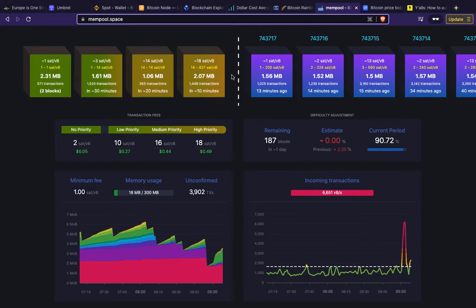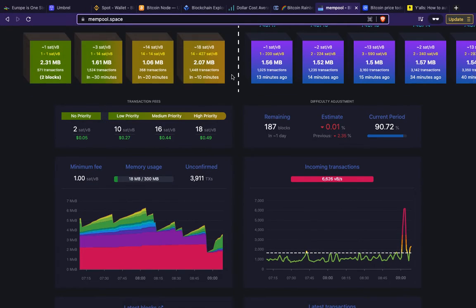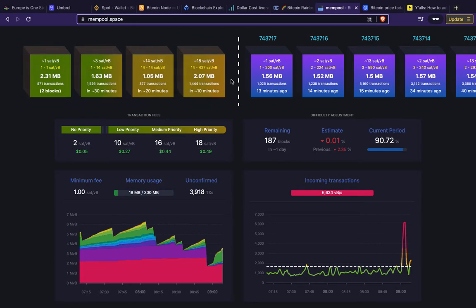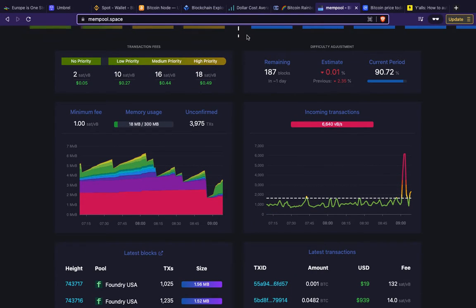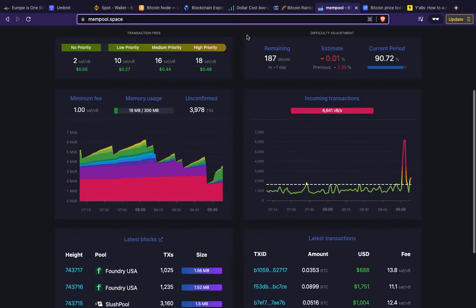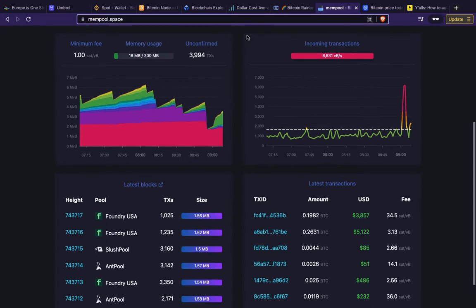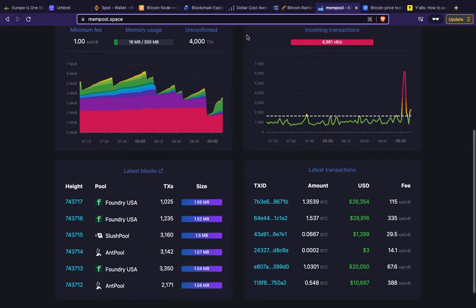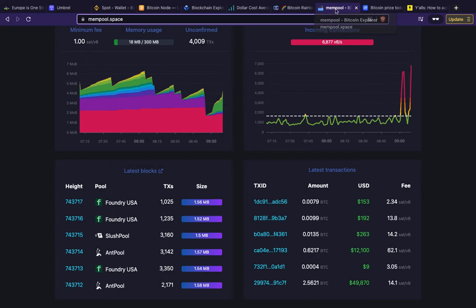This is the mempool of a year, and we see blocks keep coming. We are at about block 743,717. So everything is good, and this is basically the mempool website, Mempool.space. But this is not the only thing we're gonna check out today.